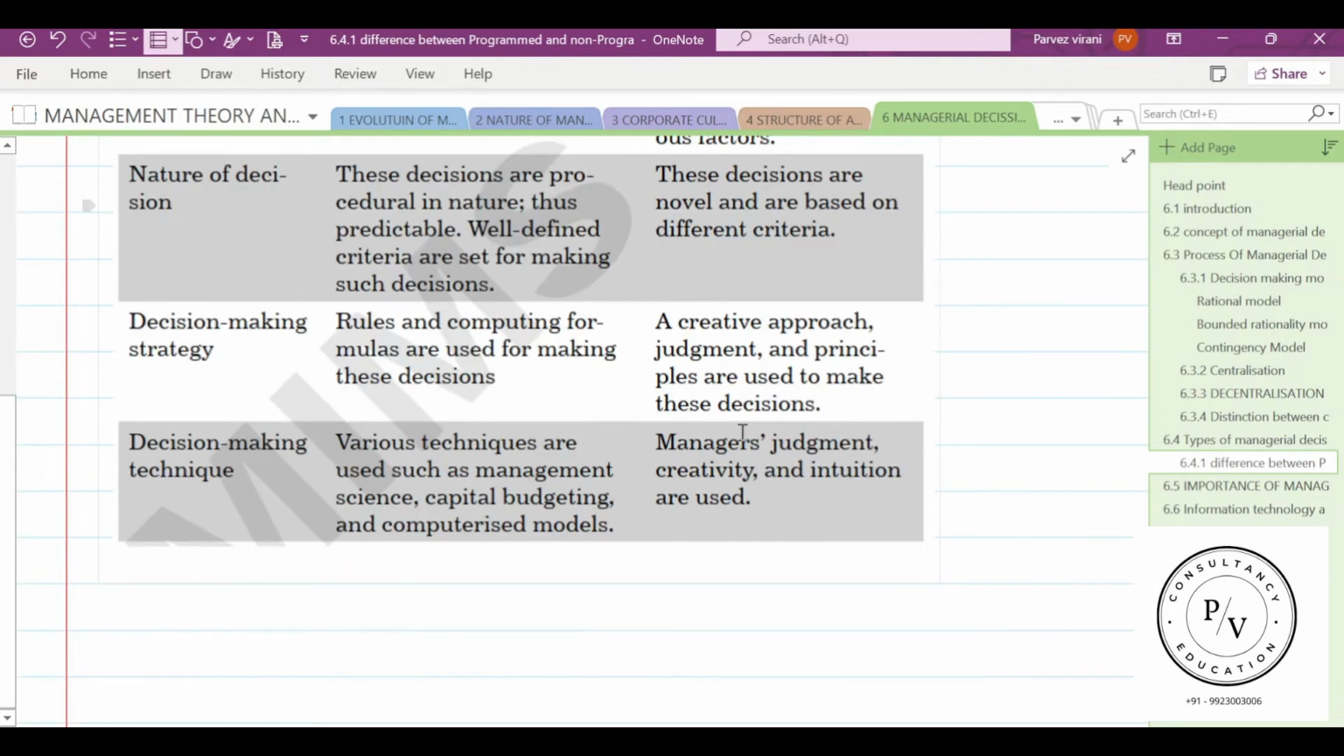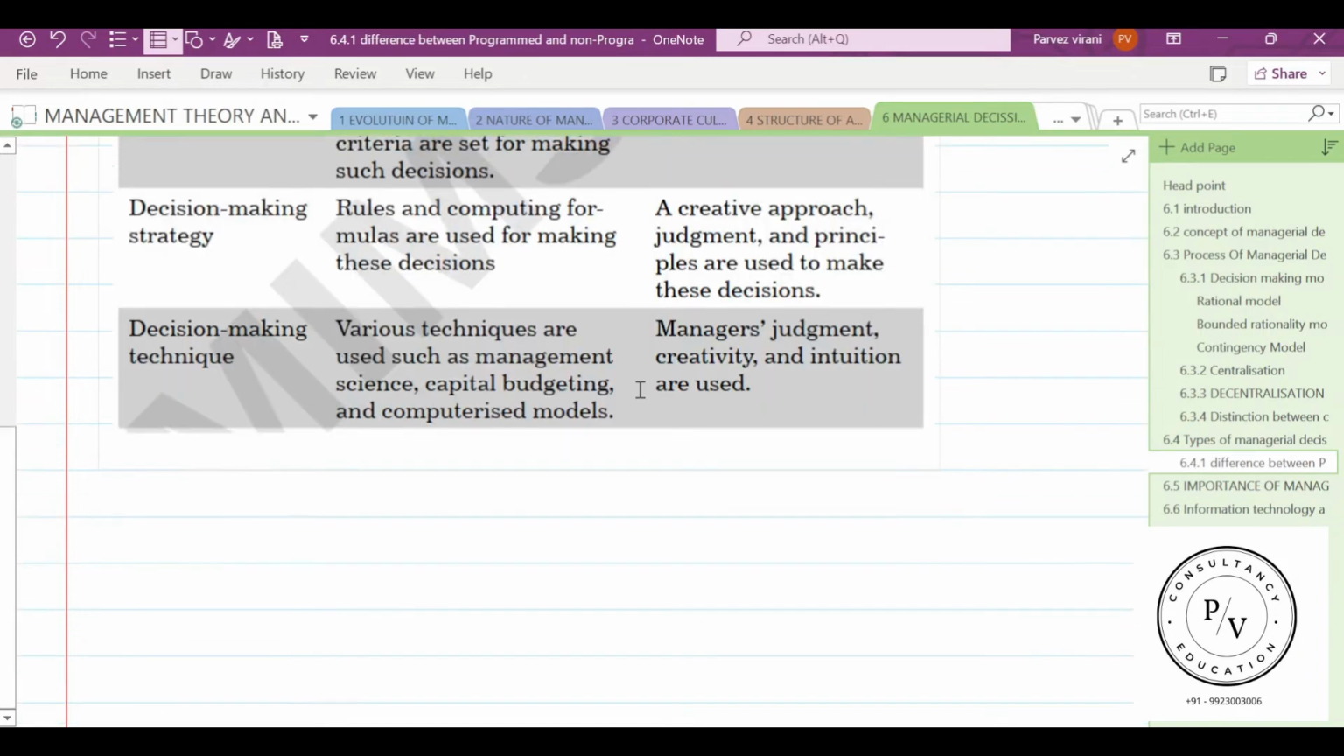Decision-making strategy: rules and computing formulas are used for making programmed decisions. In non-programmed, a creative approach, judgment and principles are used to make these decisions. Decision-making technique: various techniques are used, such as management science, capital budgeting and computerized models. For the non-programmed, managers' judgment, creativity and intuition are used. So these are the type of decision, nature of decision, decision-making strategy and decision-making techniques.